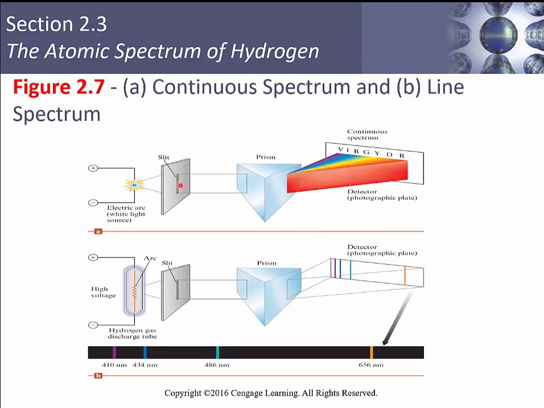What does this look like? Well, if I take like an arc source or the sun and I pass that through a prism, I'm going to get all the wavelengths of light out.